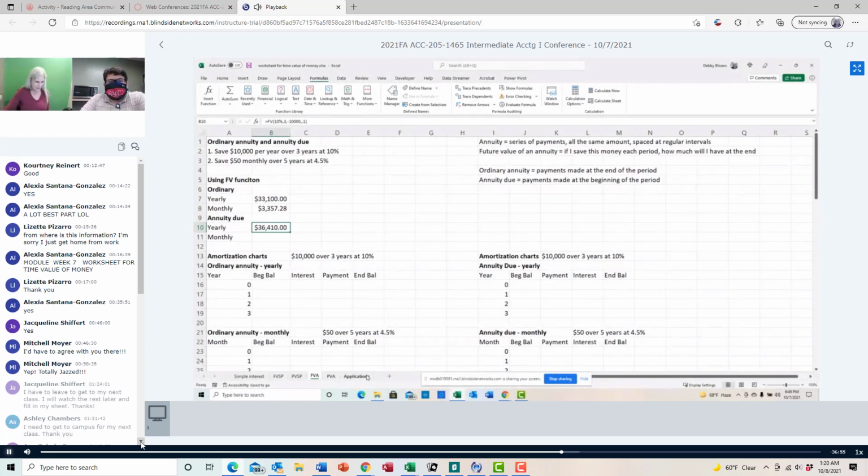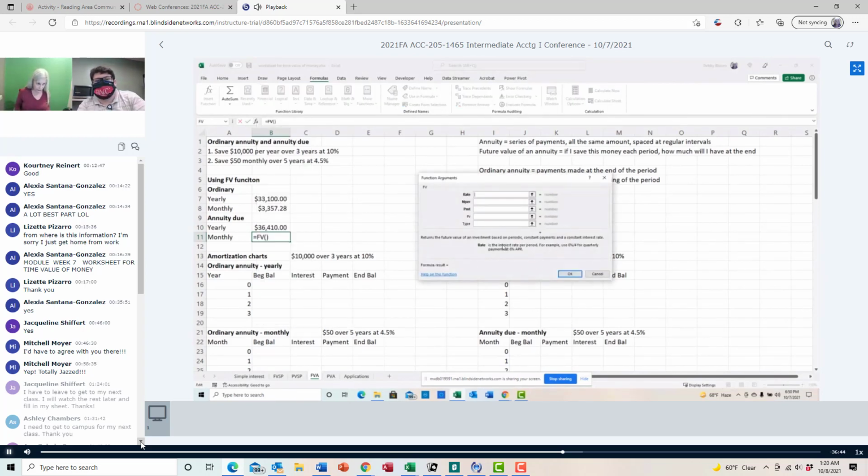So for my monthly one, I'm going to click in cell B11, Financial, and FV. So in this one, we're doing number 2 up above, $50 monthly, 5 years at 4.5%. Monthly is 12 times per year. So to calculate my rate I have to divide by 12. I have to divide by the number of compounding periods. Every time I make a payment, they're going to recompound. So I have to do 12 compounding periods in a year. 5 years at 12 payments per year, 5 asterisk 12 gives me 60 payments.